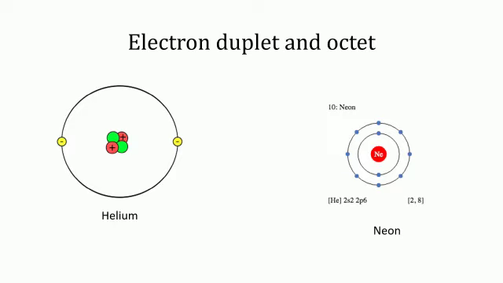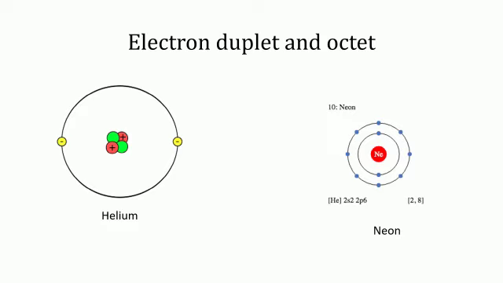Helium has atomic number 2 and its electronic configuration is 2, where 2 electrons are easily added in the K shell. Helium has only K shell and it is also the outermost shell. This indicates that the outermost shell of helium is completely filled by the 2 electrons and we cannot add any more electrons to it. Hence it is said that helium has a complete electron duplet.